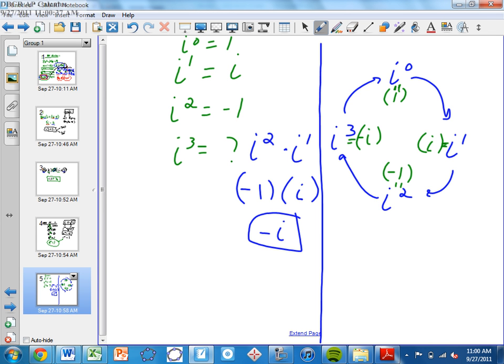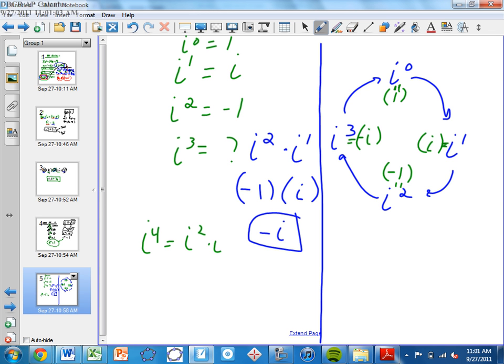Be careful. If we tried i to the 4th, break it into the two things you want to break it up into. It would be 1 and 3, okay, you can do that. What else can you do? Or i squared times i squared. Let's do that one because it's easier.